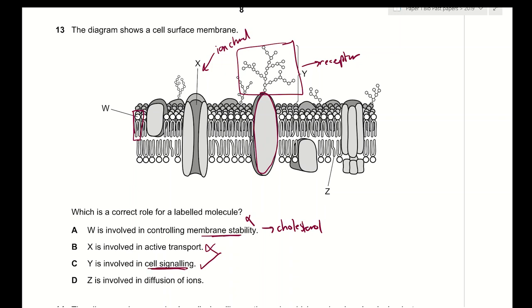Now for D, Z is involved in diffusion of ions. Now, Z is called sterol molecule. Therefore, this is incorrect, because you can see here it's called sterol. What's involved in the diffusion of ions is going to be an ion channel or channel proteins. Therefore, this is incorrect and the answer is going to be C.